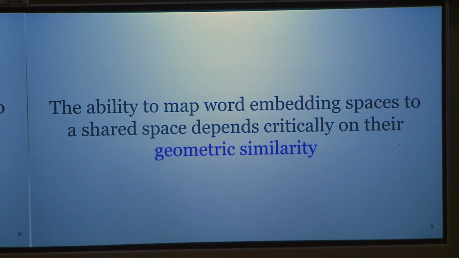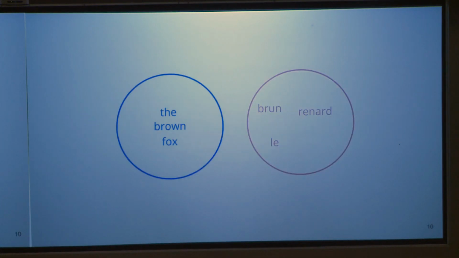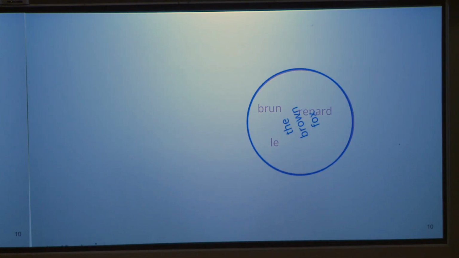But what we know from the literature is that the ability to map word embedding spaces to a shared space depends critically on their geometric similarity. So imagine if the English word embedding space had looked like this, like we see in blue. Now we'll see that no matter the rotation, the dilation, or reflection, we cannot seem to line these up well. And that's because these two spaces are geometrically dissimilar, so they cannot be mapped one onto the other with linear transformation alone.